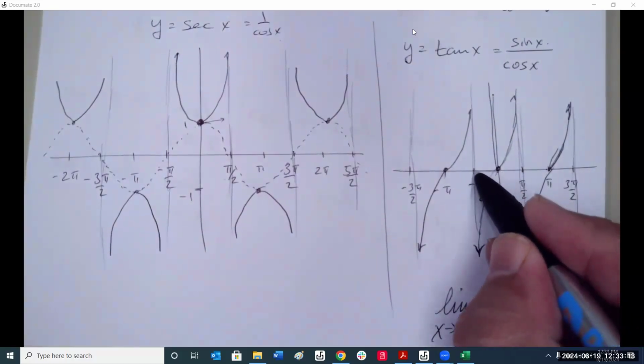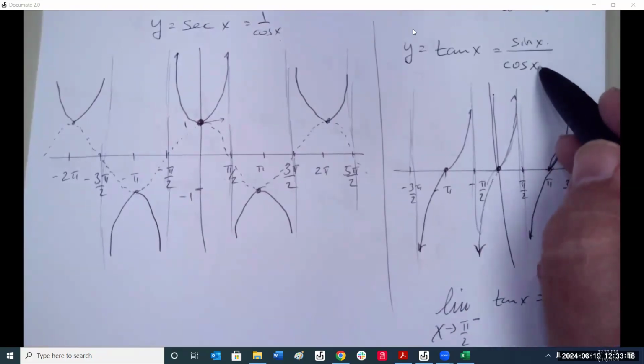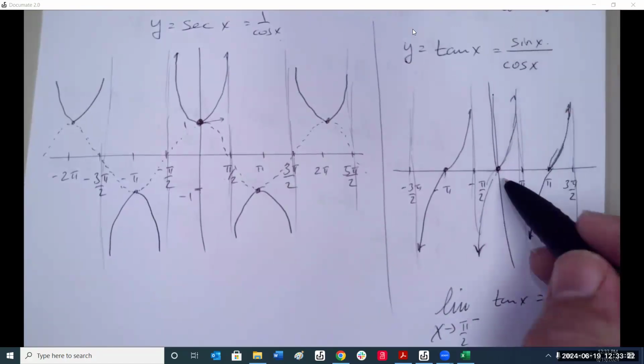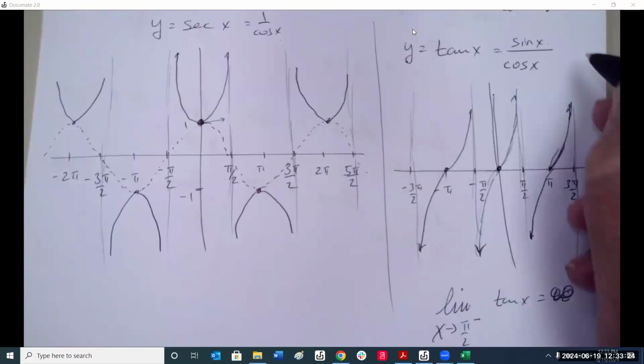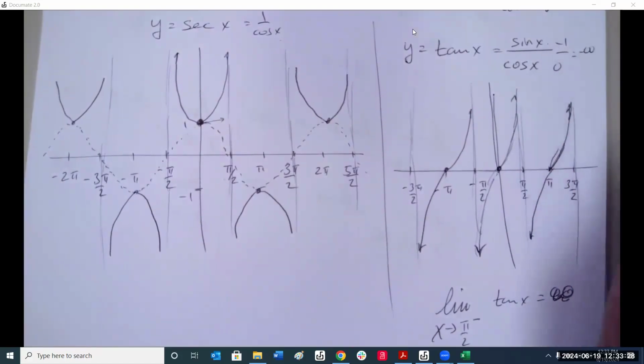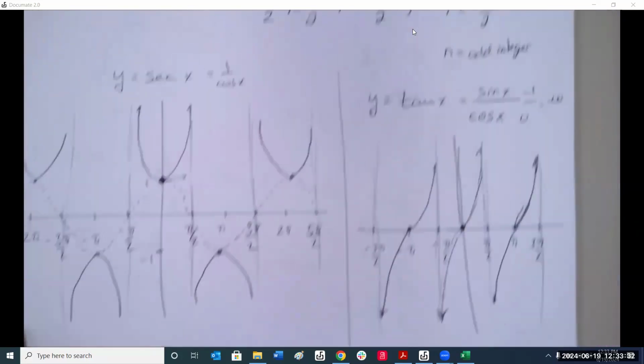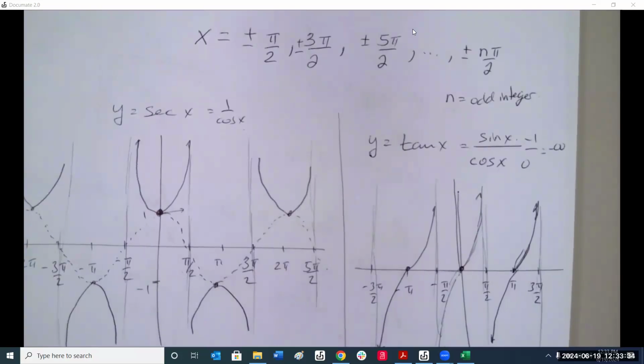As we go to negative pi over 2, again, once you get to negative pi over 2, that's 0, but the top is negative 1. So it goes to negative infinity. It goes to negative 1 over 0, which is negative infinity. So you have to understand what the graphs look like to figure these things out. That's the trig part of it.